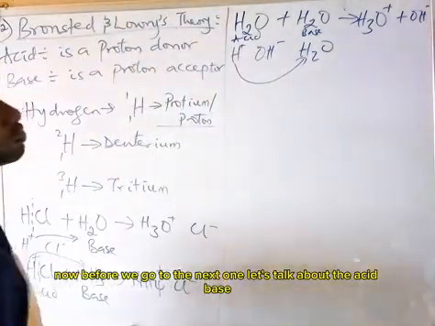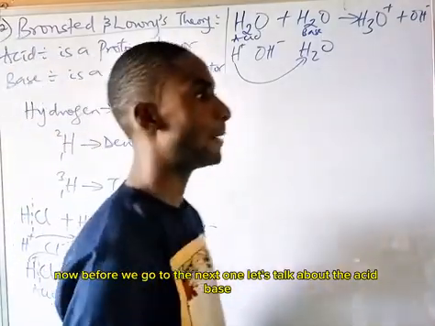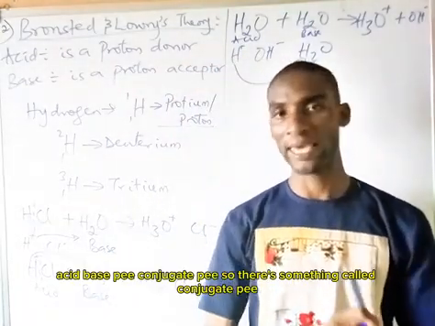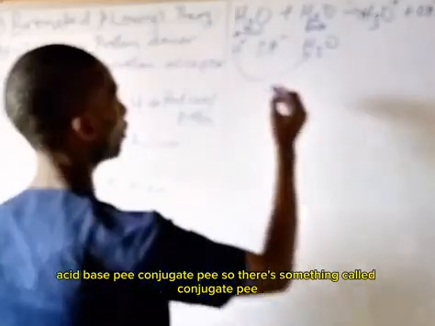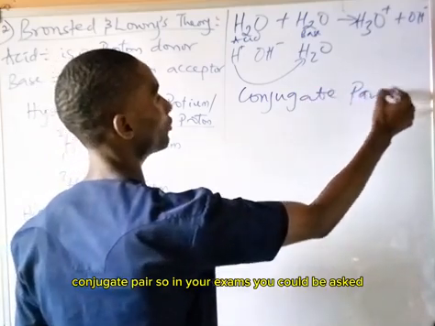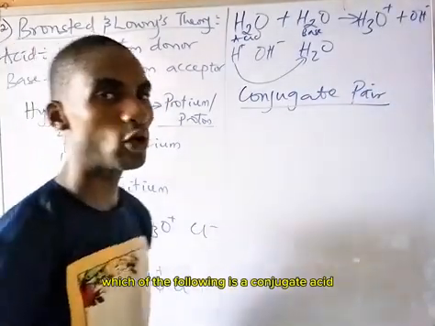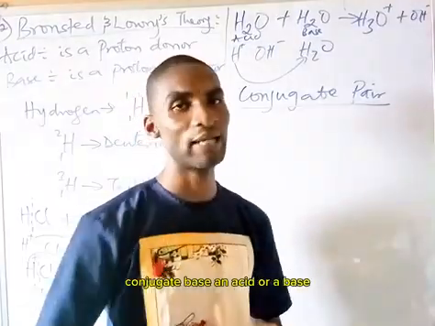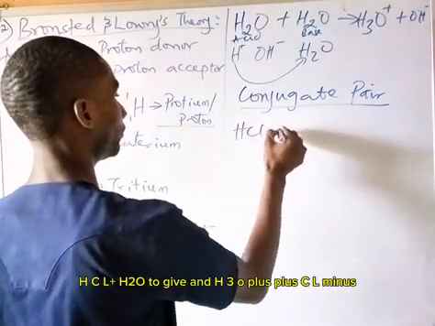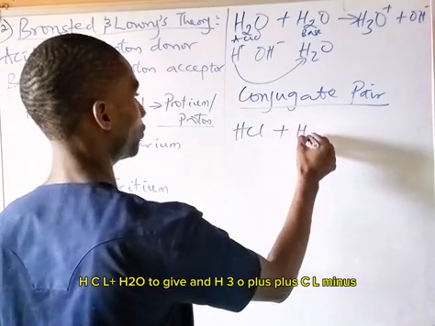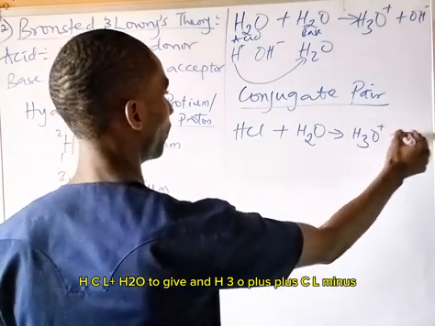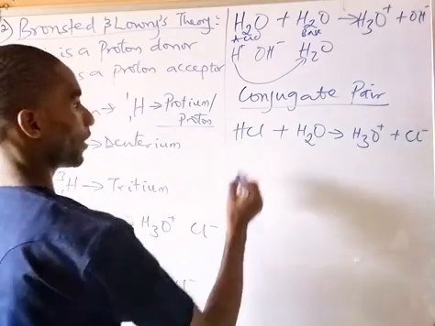Now, before we go to the next one, let's talk about the acid base conjugate pair. So there's something called conjugate pair. In your exams, you could be asked, which of the following is a conjugate acid, a conjugate base, an acid or a base? So let me give you this illustration. HCl plus H2O to give H3O plus Cl minus. Alright?